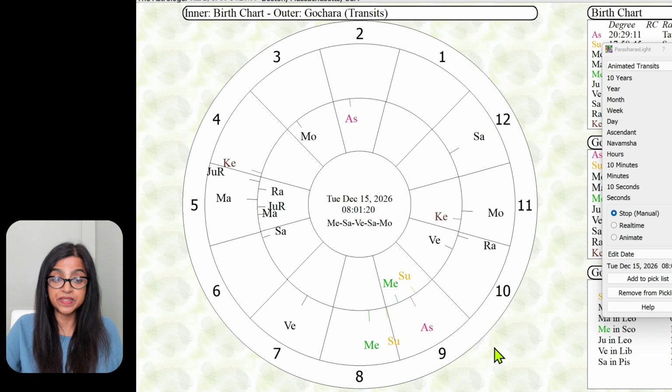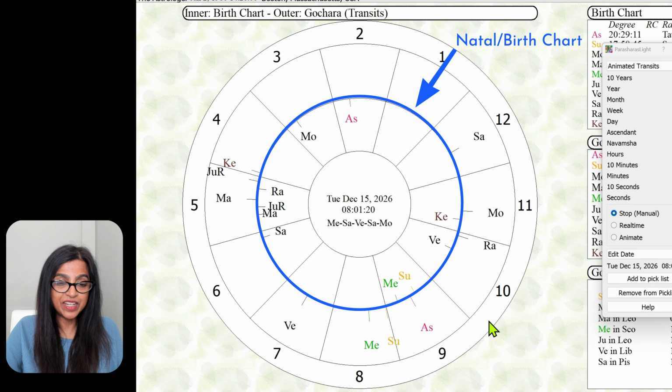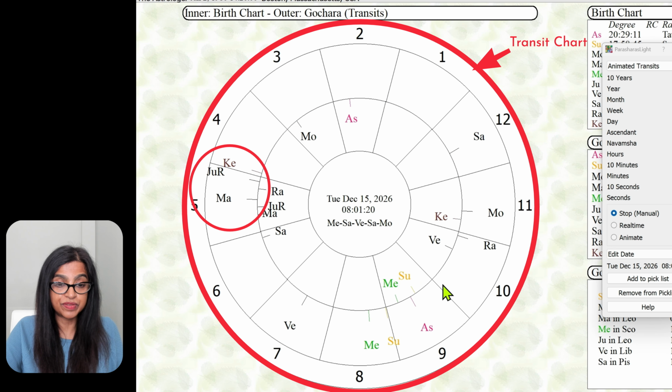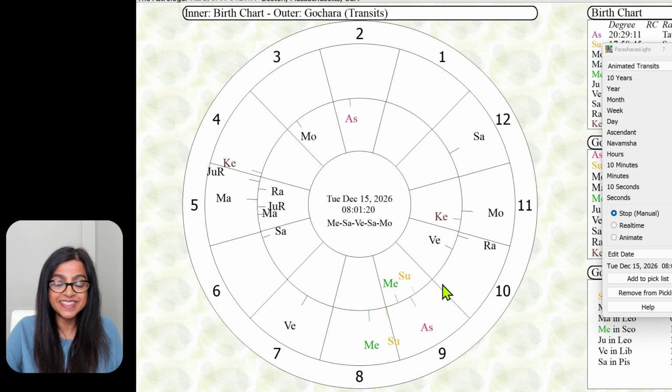A transit chart is pretty much the same thing. It's 2 charts on top of each other. The inner wheel is the natal chart, and the outer wheel or circle are the actual transiting planets in respect to the natal charts. I do want to point out this is a circle chart, and in Parashara's Light, this is the default chart for transits.